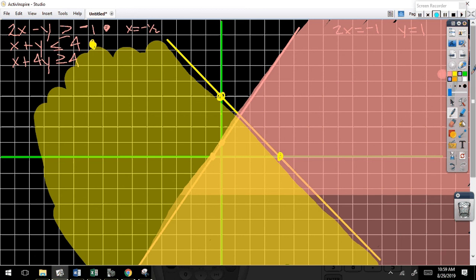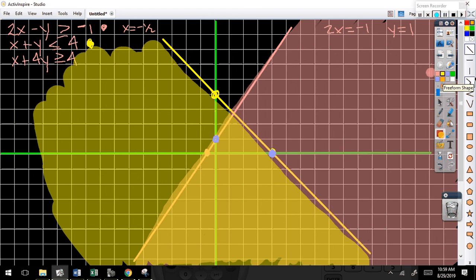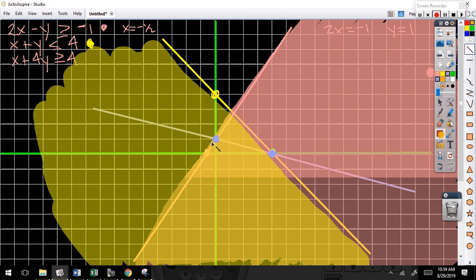All right, what's the x-intercept? 4. Oh, how convenient. It is the same one as that. How about the y-intercept? 1. Oh, how convenient yet again. All right, I'm going to connect. Up or down, up or down, up this time.